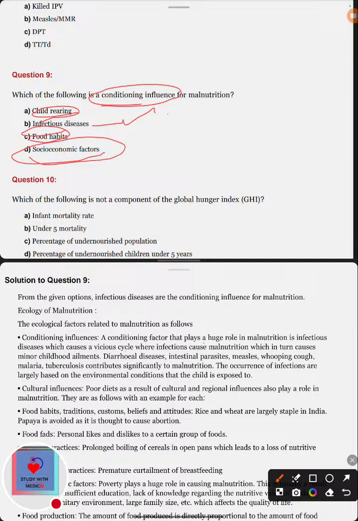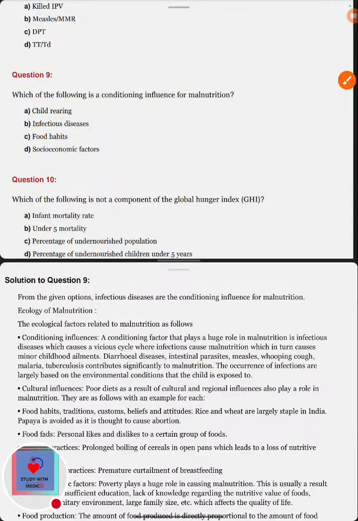So a conditioning factor that plays a huge role in malnutrition is infectious disease, which causes a vicious cycle where infections cause malnutrition, which in turn causes minor childhood ailments. Diarrheal diseases, intestinal parasites, measles, whooping cough, malaria, tuberculosis significantly affect nutrition. The occurrence of infections is largely based on environmental conditions that the child is exposed to.